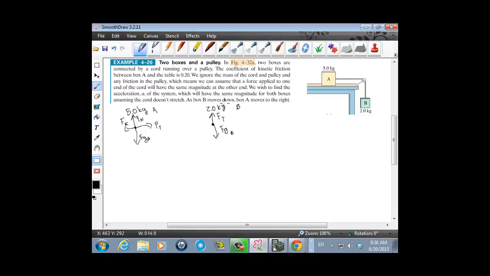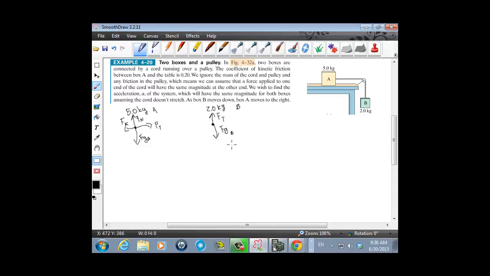Okay, now I'm going to make a suggestion here. I said you can always define whatever direction you want to be positive. I am going to say for box B, let's define down to be positive, and for box A, let's define the right to be positive. Because if we do that, then our accelerations not only have the same magnitude, they'll both be in the same positive direction, so we don't have to worry about changing the signs.